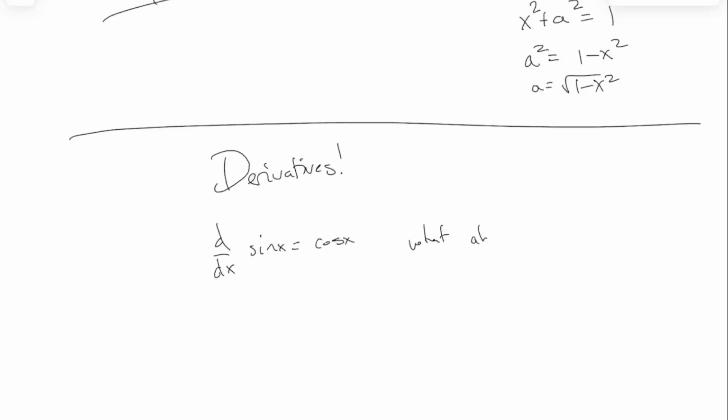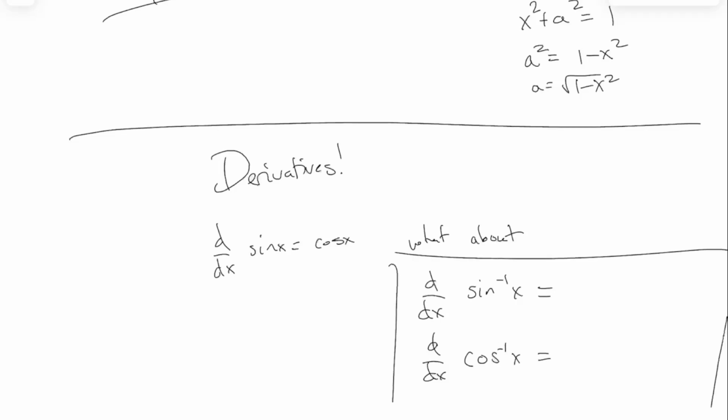Anyway, where I'm going with this is, what about the derivative of inverse sine and inverse cosine? Maybe I'll put this in a box. We'll fill in the blanks later. But it's not just sines and cosines on the right-hand side of those equal signs. We can work this out without too much trouble, though.